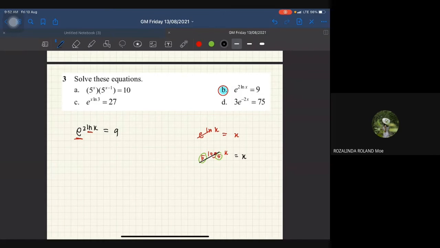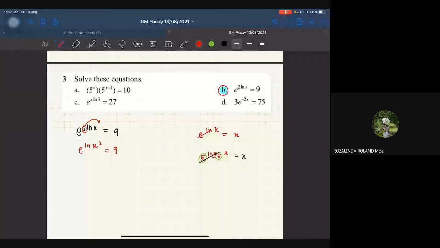Okay, so sama juga dekat sini. Kita nak applykan benda yang sama. Okay, tapi before we can apply this rule, kita kena pindahkan dulu 2 ni ke atas. Okay, so you will have E to the power of ln x square equal to 9.